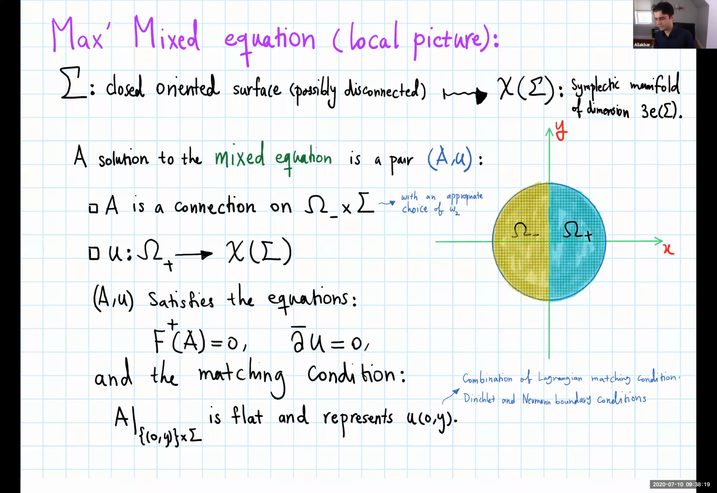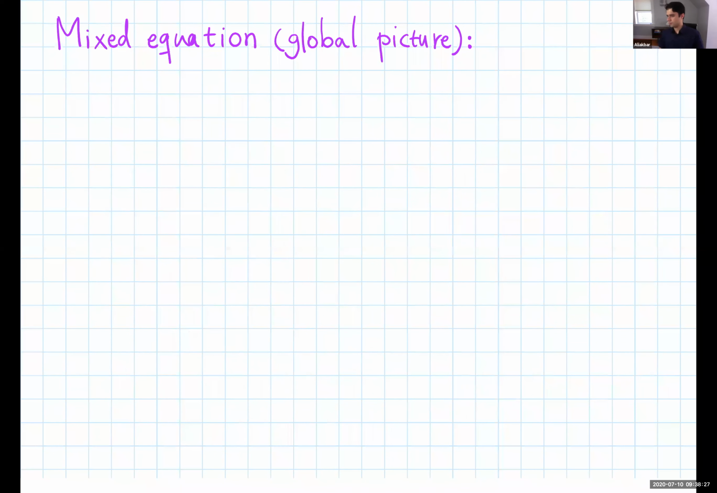Okay, are there any questions about the definition of the mixed equation here? Okay, so if there are no questions, let me just say that the map phi is defined by some global.